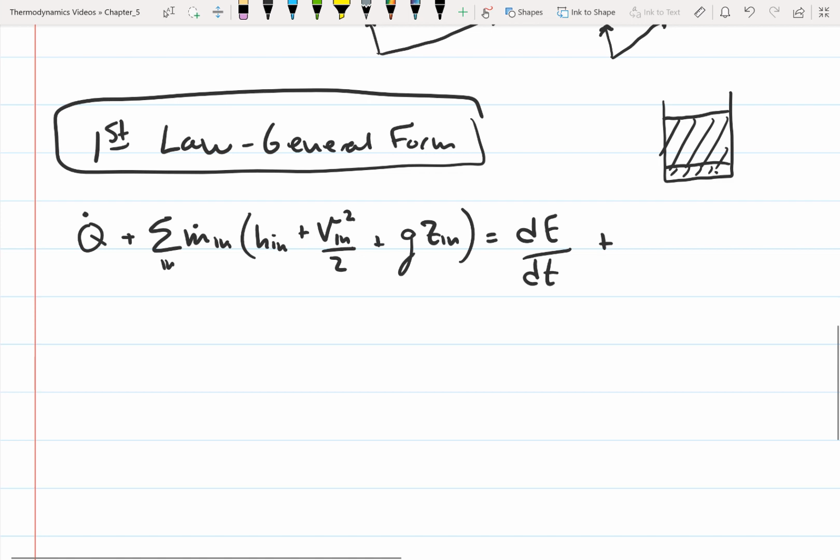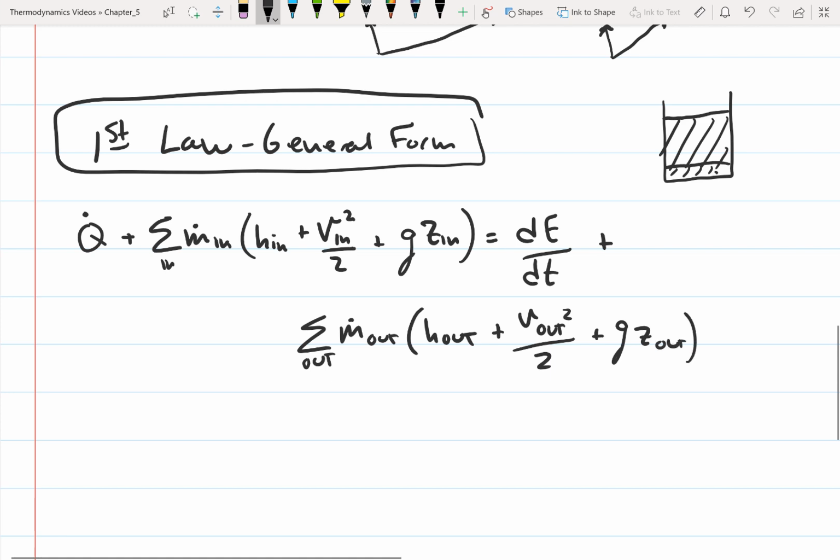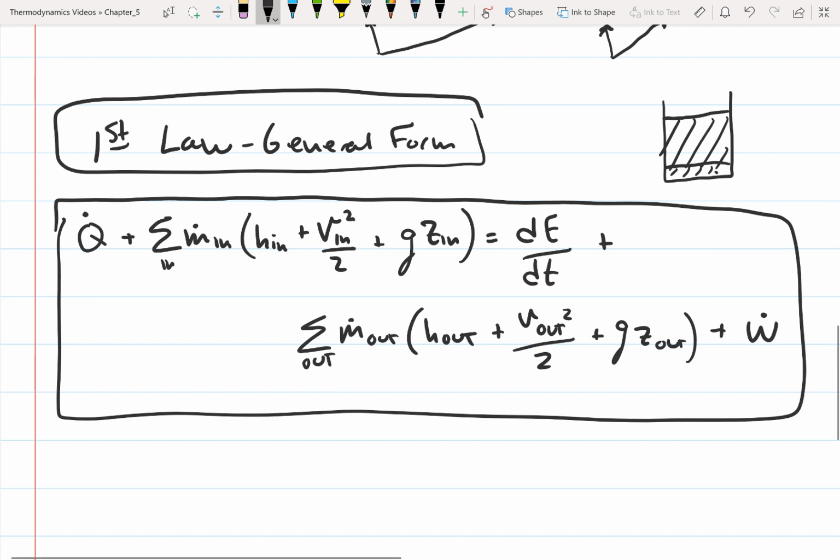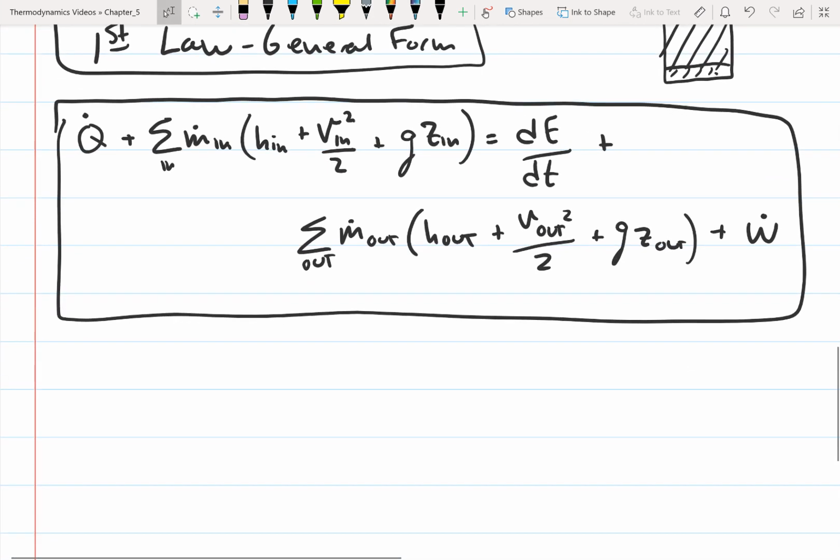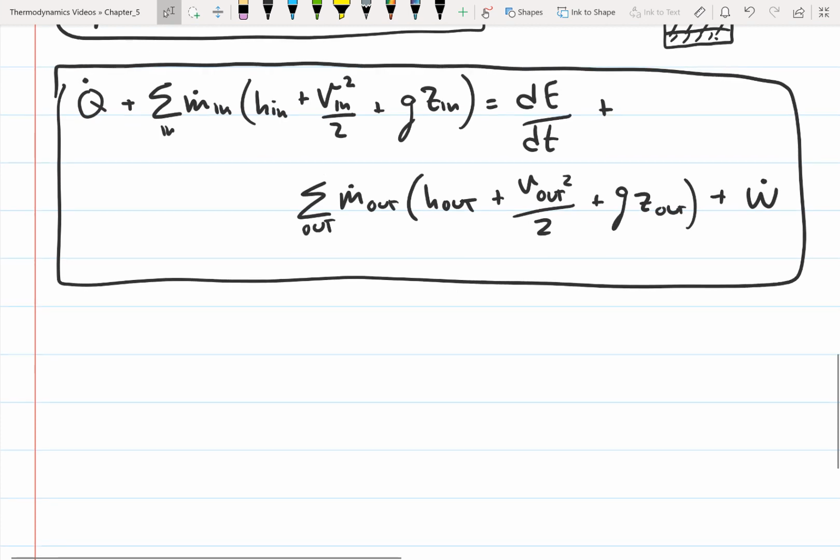And then we have plus the sum of the outlets, so m dot out, the enthalpy out, plus the kinetic energy out, v squared over 2, plus the potential energy out, plus the work. So this is the equation that we had previously derived. Now what we want to do is use this equation to solve some unsteady flow problems, so we want to make it a little more user friendly.